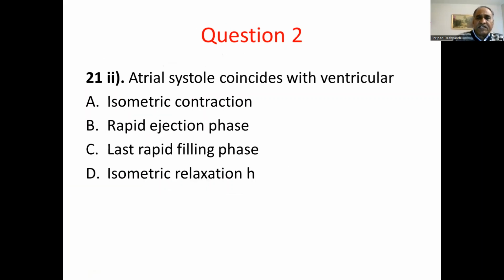The next question is question number 2, 21-2 or 21II. Atrial systole coincides with the ventricular. Definitely it coincides with the ventricular diastole, but which phase of the ventricular diastole we have to examine? Is it the isometric contraction? Isometric contraction is not a ventricular diastole, it's a ventricular systole. Rapid ejection phase, that's again a systole. Last rapid filling phase, it is the filling phase that is in the ventricular diastole.